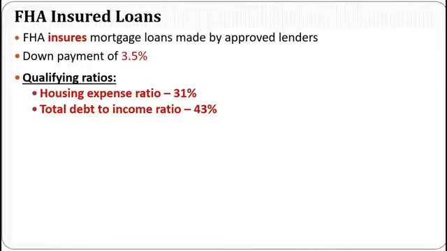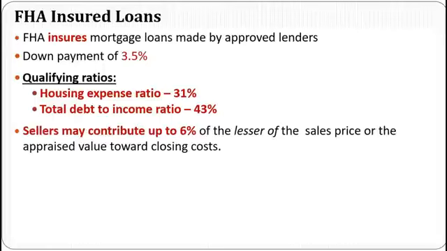And the ratios for FHA, no matter what you've seen out there in the world, to pass the test, the ratios for FHA are 31/43. They're going to ask you, what is the maximum amount that the seller can contribute on an FHA loan? 6%.